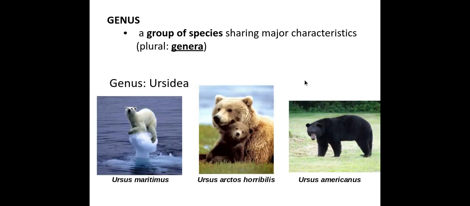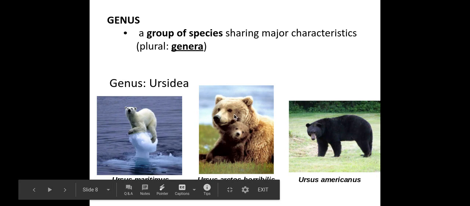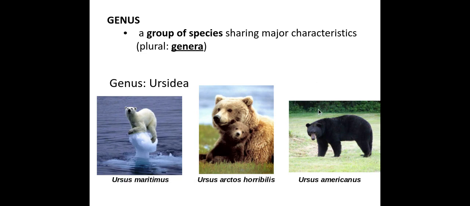So for example, when someone talks about referring to bears, that is a particular genus. And so there are several species of these bears. So there's the polar bear, and there's the grizzly bear, and the black bear. And so they have their own species, but they share similar common characteristics. So they fit into the same genus.